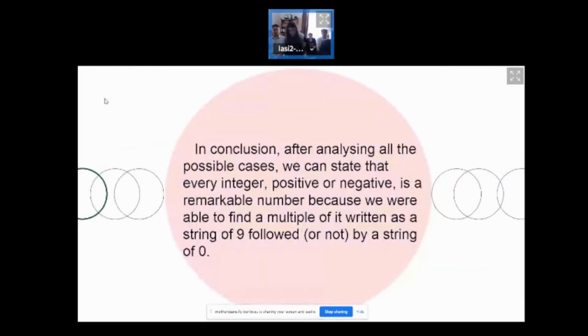And now we have a conclusion. In conclusion, after analyzing all the possible cases, we can see that every integer, positive or negative, is a remarkable number because we were able to find a multiple of it written as a string of 9s, followed or not by a string of 0s.